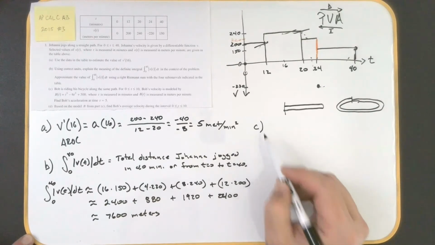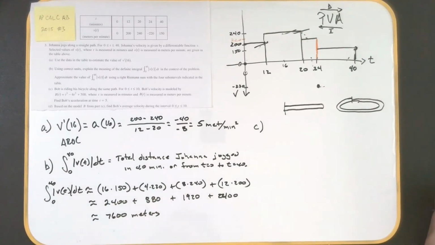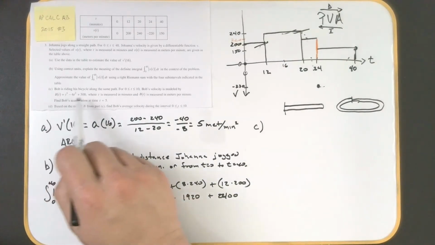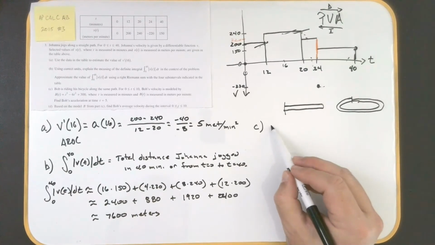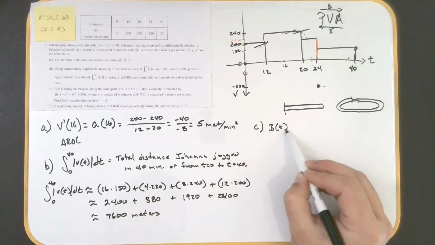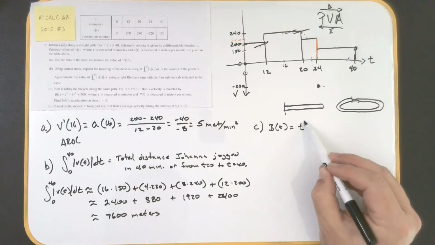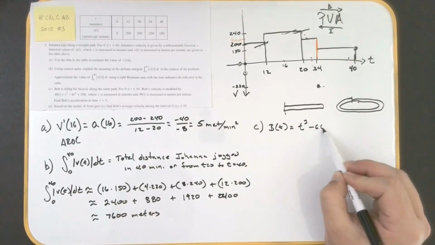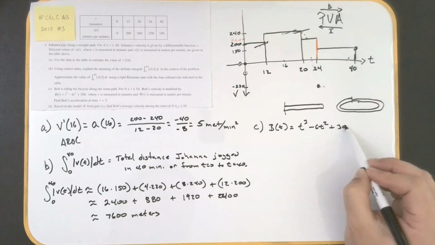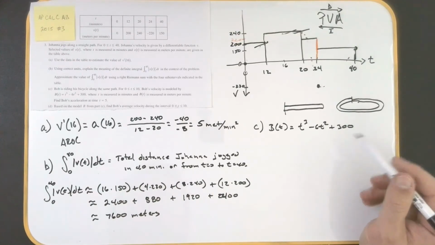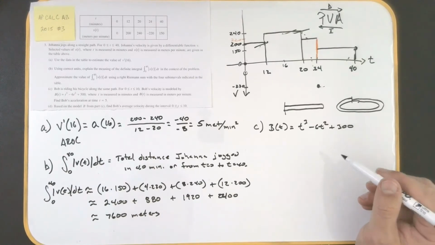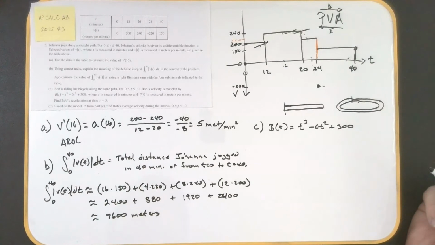All right. So part C says Bob is riding his bicycle along the same path for only 10 minutes, from 0 to 10. Bob's velocity is modeled by this very basic cubic function. They give us Bob's velocity function, and since this is not a calculator question, it's a very friendly polynomial: t cubed minus 6t squared plus 300. T is measured in minutes, just like Johanna's jogging, and b of t is in meters per minute, and they want to find Bob's acceleration at time t equals 5. This is the easiest question so far, actually.